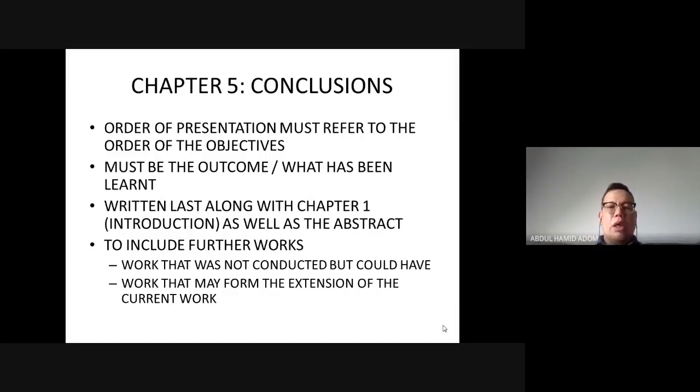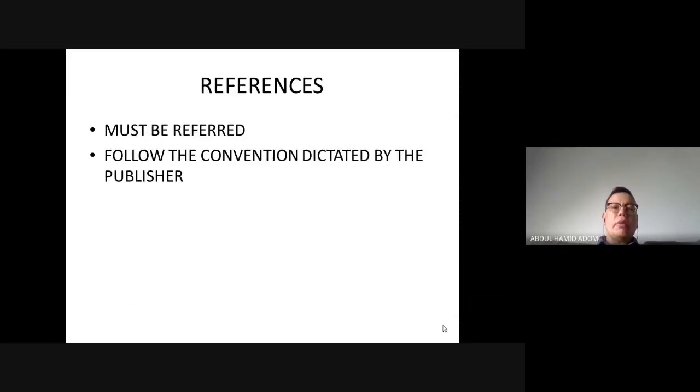Or you want to propose the extension of the work. For example, you've done A, B, C, and D. And in the further work, you may suggest for people to do E, F, and G, and so on. References must be referred.